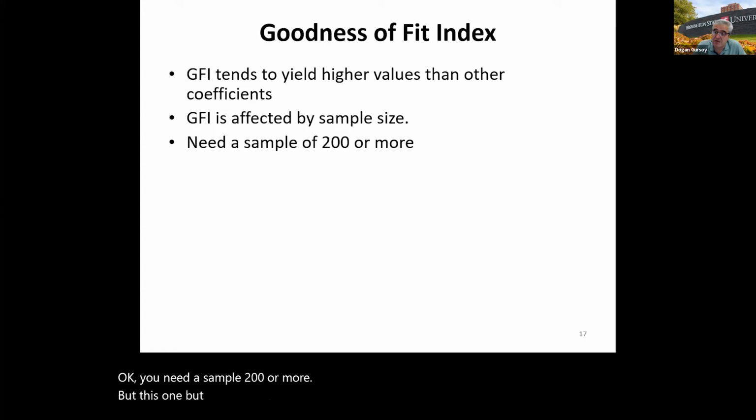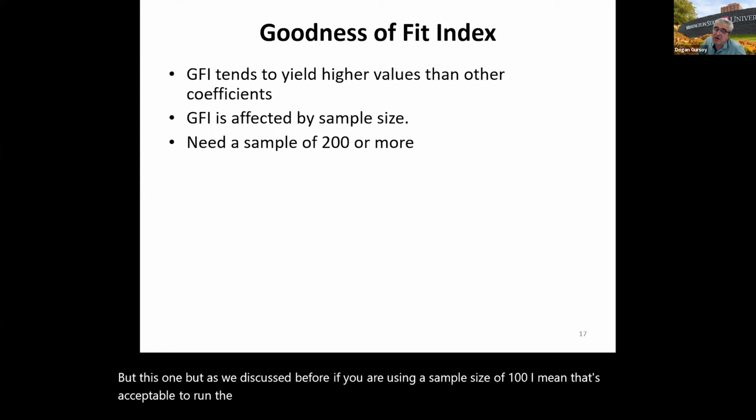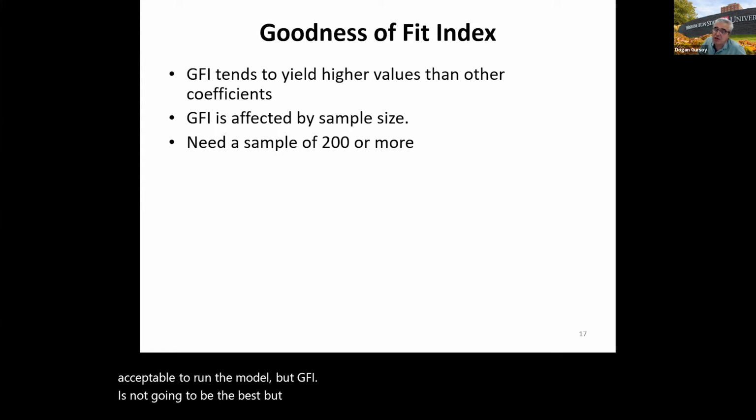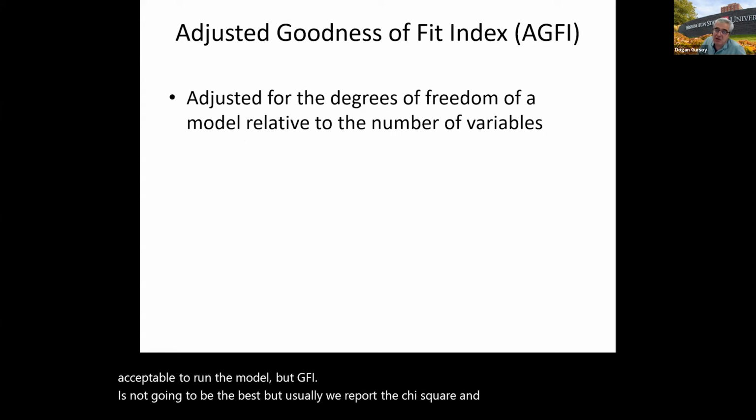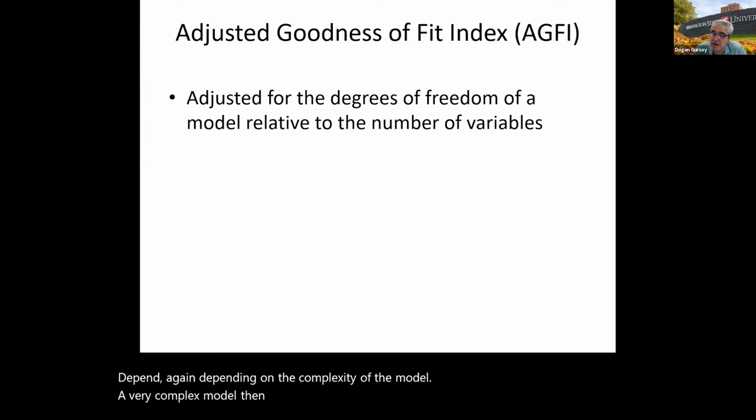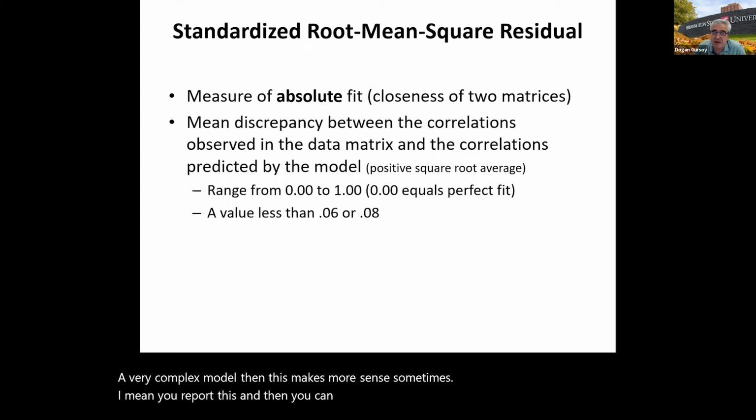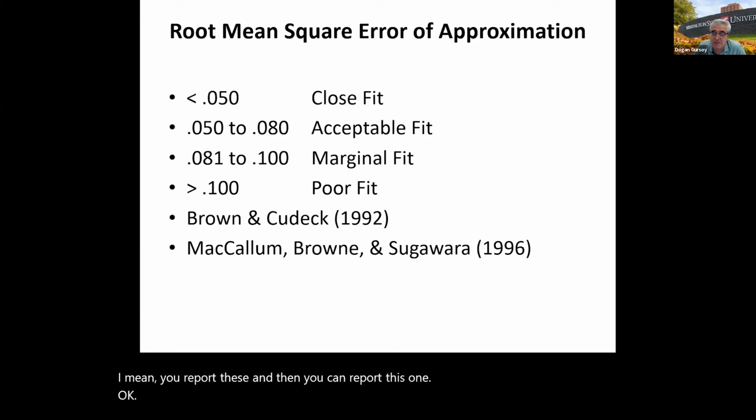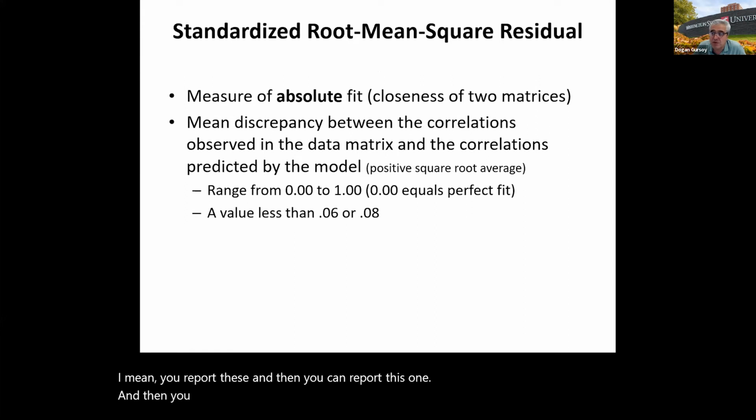But as we discussed before, if you are using a sample size of 100, that's acceptable to run the model, but GFI is not going to be the best. Usually we report the chi-square and GFI, and then adjusted GFI, depending on the complexity of the model. With a very complex model, this makes more sense sometimes. You report these, and then you can report this one. And then you need to report some goodness of fit and some badness of fit indices. We need to know what's going on with your error variances.